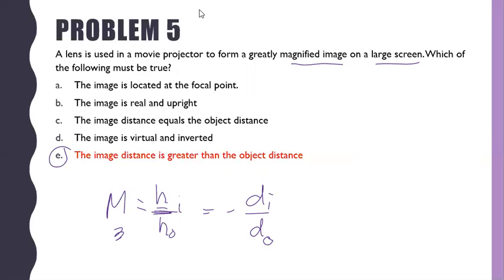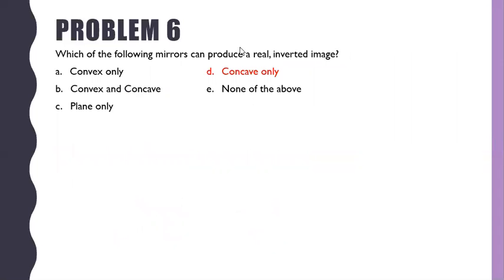Because it's on a screen, it would be real. And it is inverted, that's true, but it's real. The image distance has to be bigger than the object distance, so that's out. It's real, that's true, but it's not upright, it's inverted. The image is not located at the focal point, it's located a lot further away. All right, real inverted images.